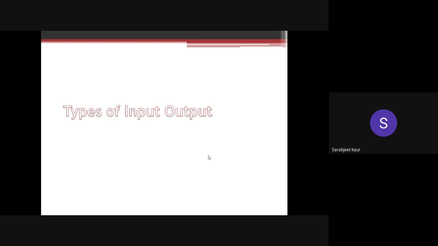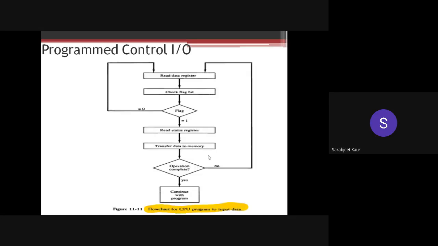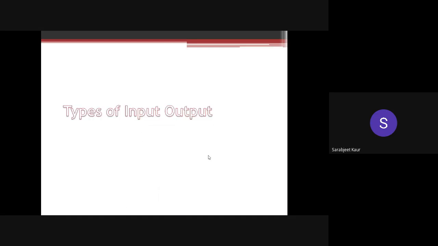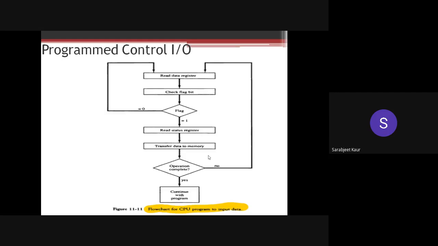Now I want to start today with the different types of modes in which the input output can be done. Partially I have done this discussion with you before. You will be able to place it, I'm sure. The first thing that I'm going to be talking about is the program controlled IO. This is something that I've already discussed with you when I started discussing interrupt, but I'm repeating it for the sake of completeness and for your revision.